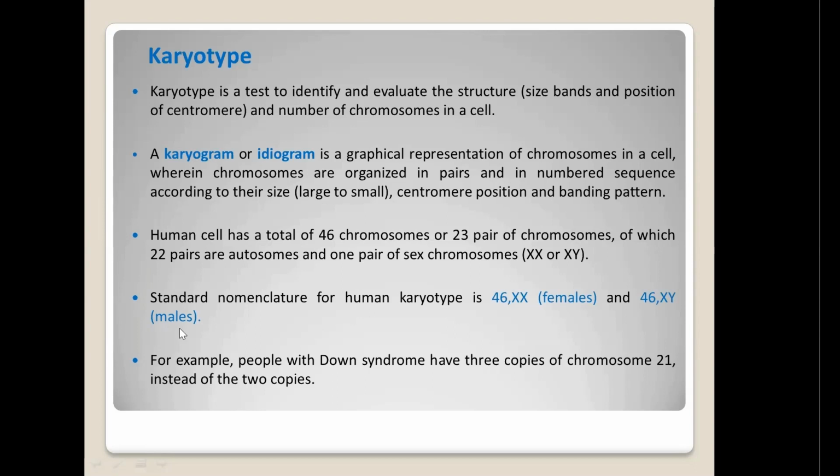If that is the case, that means there may be an abnormality in that particular person of whom we are seeing the karyogram. For example, normally we have 2 copies of each chromosome, but in Down syndrome patients, 3 copies of chromosome 21 are found, which is also called trisomy 21. So we understood how important it is to identify chromosomes.